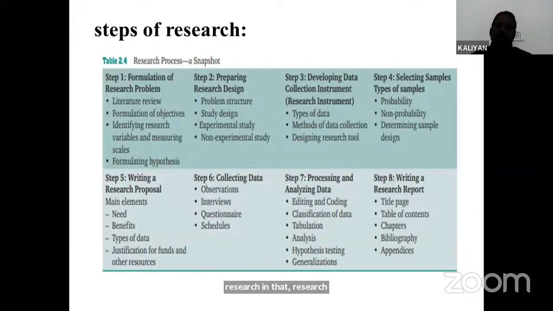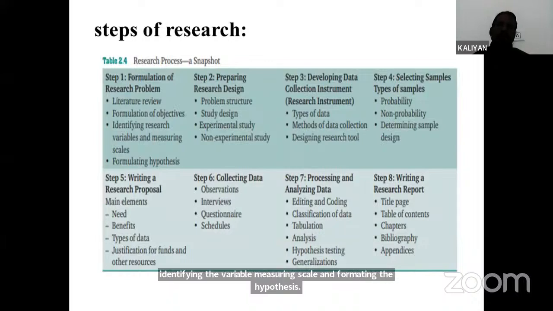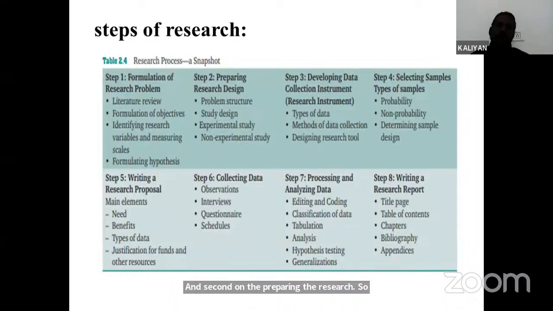Another topic is the steps of research. The first step is the formulation of the research problem. Based on the literature review, we formulate the objective, identify the variables, measuring scale, and formulate the hypothesis. Second is preparing the research design. Based on the objective and hypothesis, we prepare the research design, like a study design, whether it is exploratory or explanatory. This kind of research design we select.